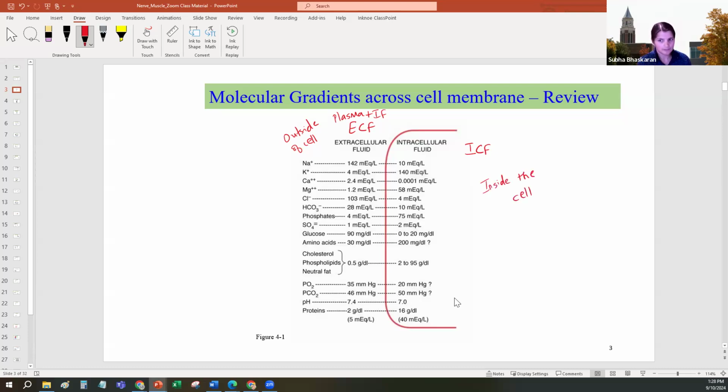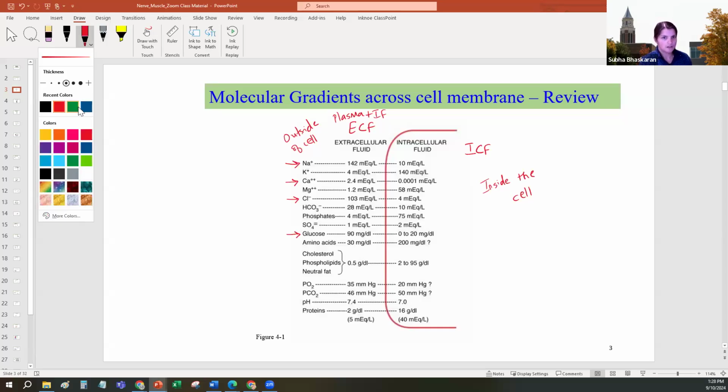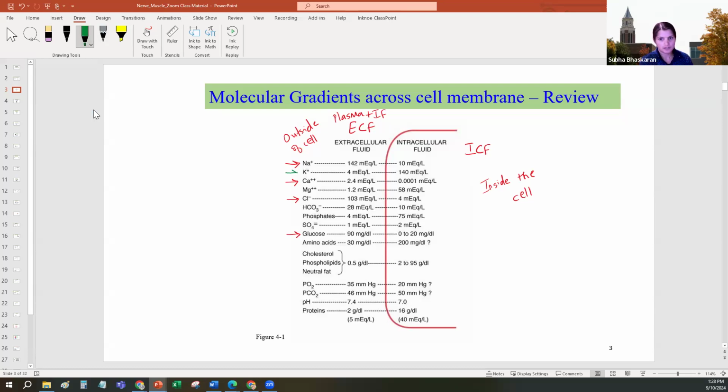Now, I want to highlight a few things here. I want you to focus on sodium, calcium, chloride, glucose. And then, a different color for potassium. Not that other things are not important, but these are some of the things that we will come across more often. So what do you see? Why did I highlight those? What's the concept behind it?